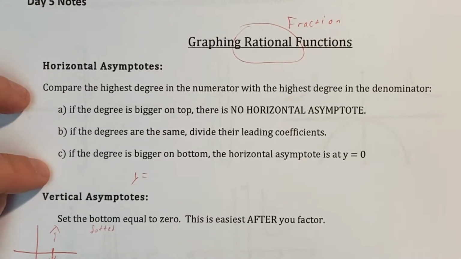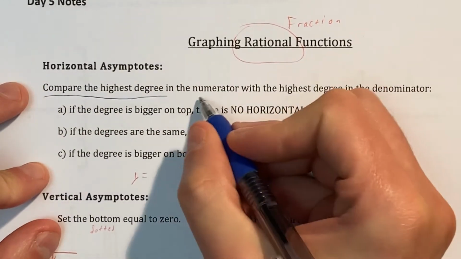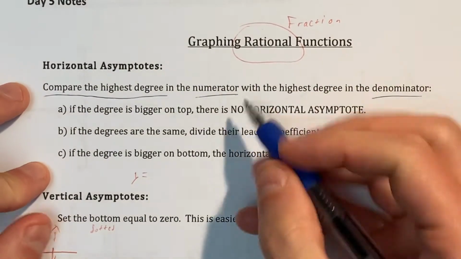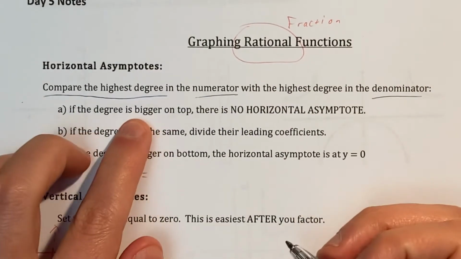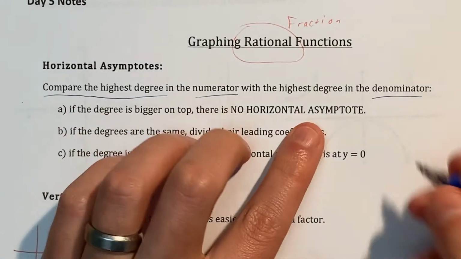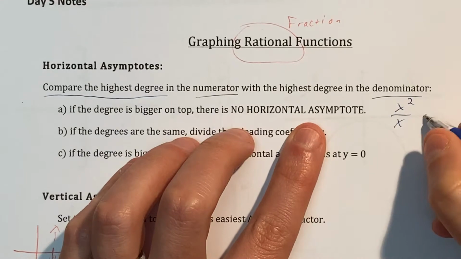Because there's 3 cases. No matter what, you're going to compare the highest degree in the numerator and denominator, meaning the top and the bottom. So if the degree is bigger on top, there's no horizontal asymptote. So like if you have an x squared over an x, then this is going to be none.